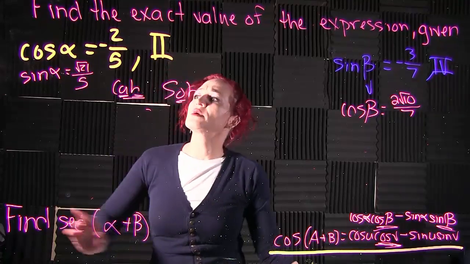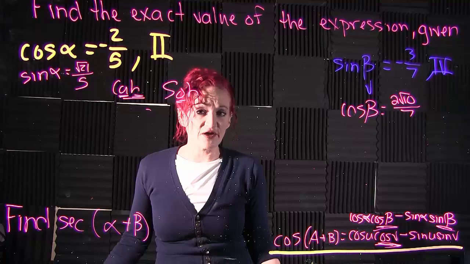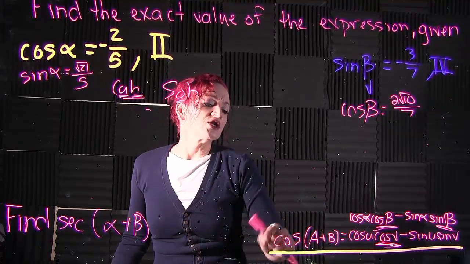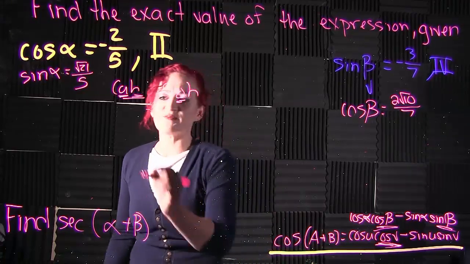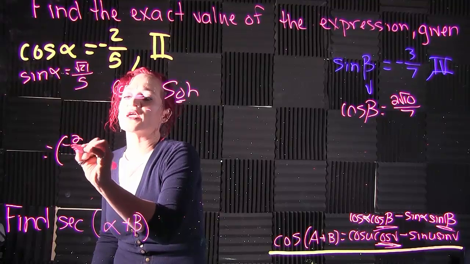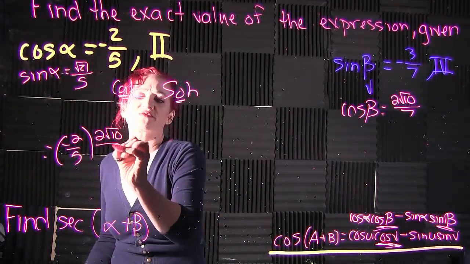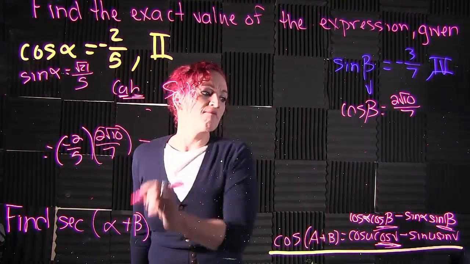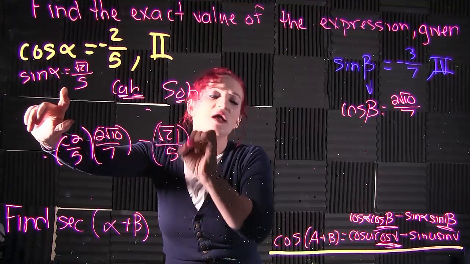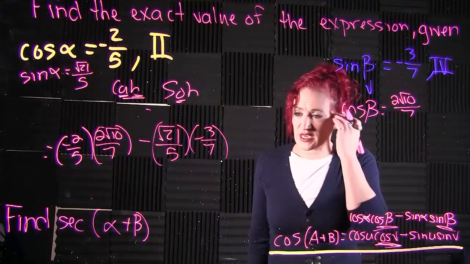Now that we know what sine and cosine of alpha and beta are, it's going to be a matter of plugging into our formula here. So we know that cosine of alpha plus beta is going to equal cosine alpha, which is negative 2/5, times cosine beta, which is 2 square roots of 10 over 7, minus our sine alpha, square root of 21 over 5, times our sine beta, which is going to be the negative 3/7 there.